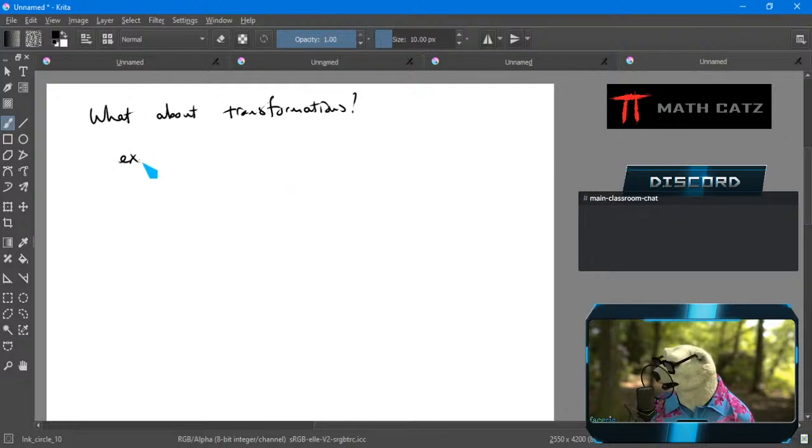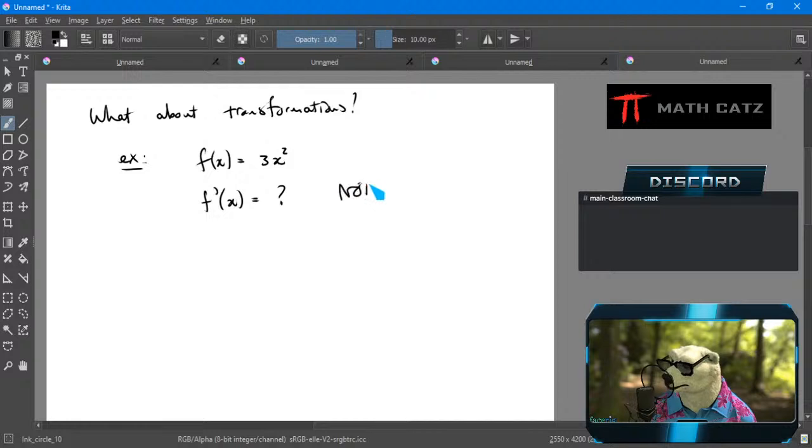So for example, I want to maybe know what about if my function is 3x squared? What then? What do I do about that? Right, that's not the power rule. So the question is, what is the derivative? And the answer is not use the power rule.